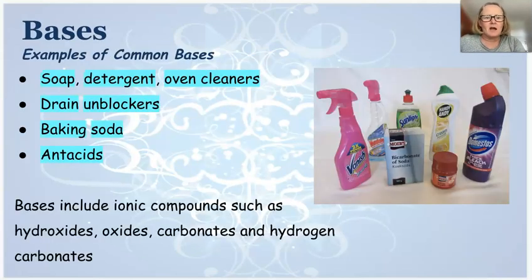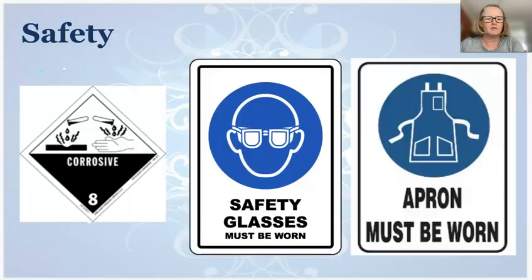Examples of common bases, you will have met them again, probably in the house, but probably not in the kitchen cupboards for eating, but in the kitchen cupboards for cleaning. So common bases include soaps, detergents, oven cleaners. Strong bases are things like drain unblockers. A weak base would be something like baking soda that you put into cooking. You might find them in the medicine cupboard because an antacid, like an indigestion tablet, neutralizes the effects of an overly acidic stomach.